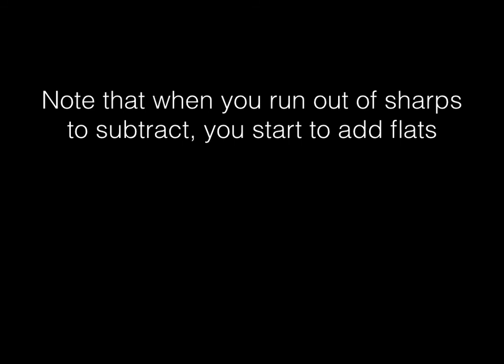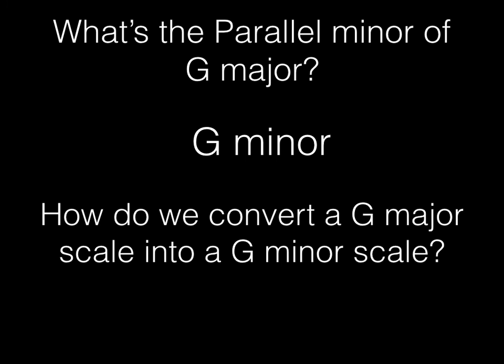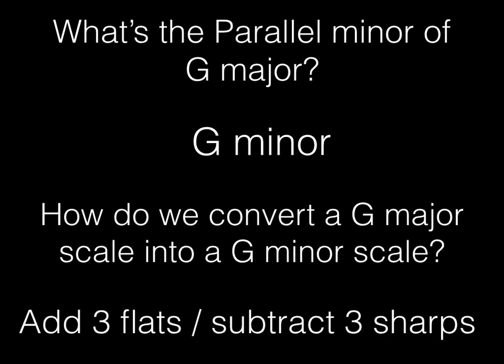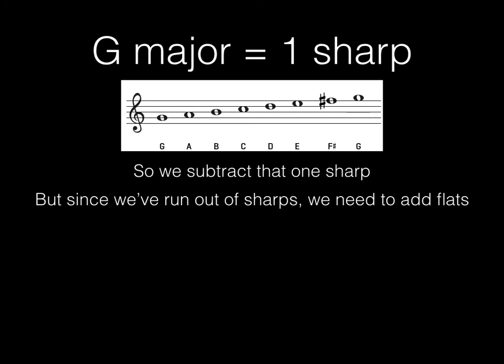Now, when you run out of sharps to subtract, you need to start adding flats. So, what's the parallel minor of G major? It's going to be G minor. And how do we convert a G major scale into a G minor scale? Well, we'll add 3 flats or subtract 3 sharps. So G major has 1 sharp, so we subtract that 1 sharp. Goodbye, F sharp. But since we've run out of sharps, we now need to add flats.